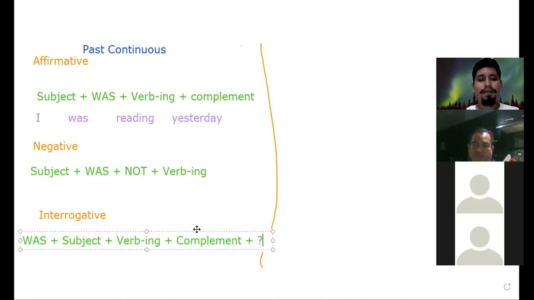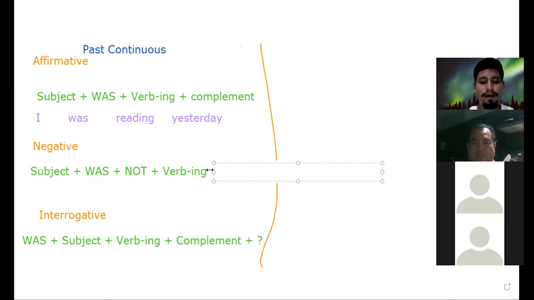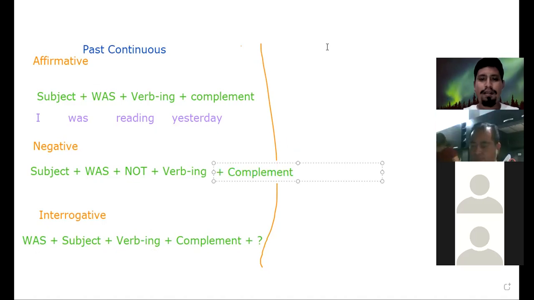So then, those are the three different forms. In affirmative, we have subject, was, verb with ing, plus the complement. In negative statements, we have subject, was, plus not, plus verb with ing, but also I forgot to write here that we need to add a complement. Okay, it's necessary. Excellent. So there we have the three different structures.